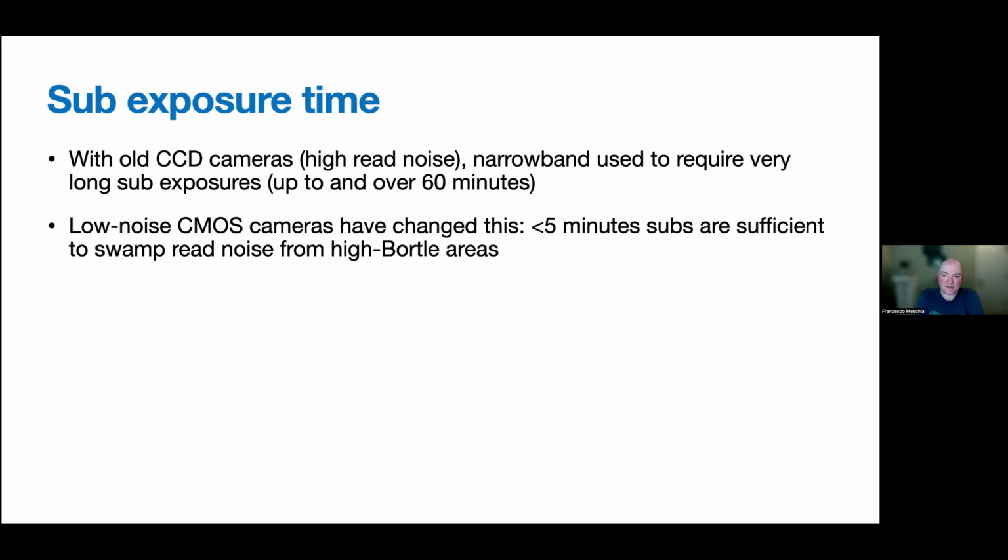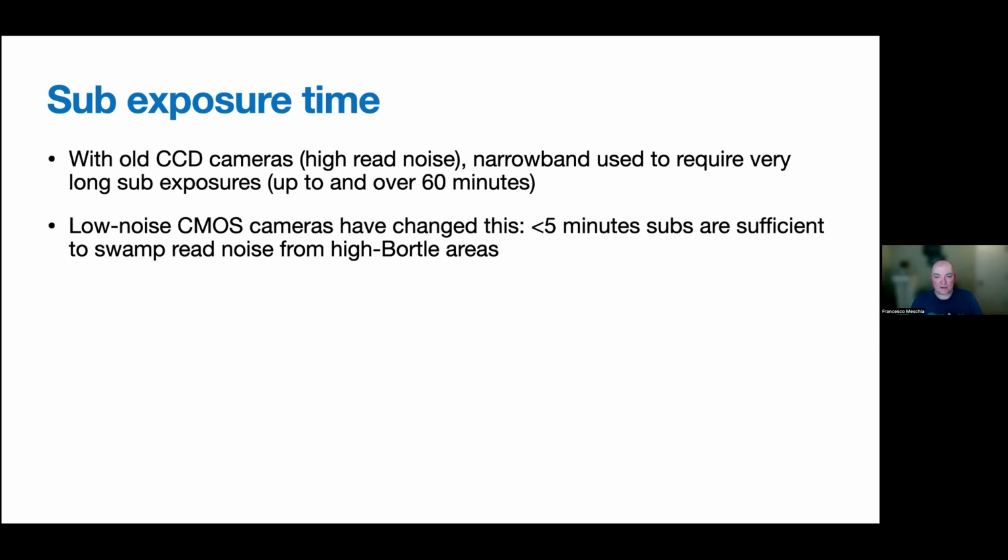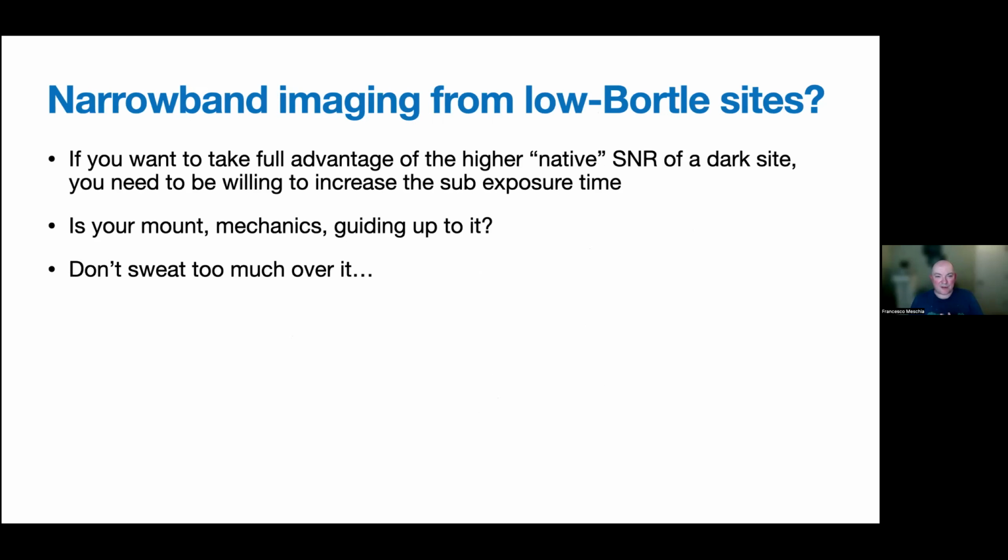Nowadays, with the modern CMOS cameras, the readout noise is so low that less than 5 minutes are sufficient to swamp read noise, even from not Bortle 9. You can do it from Bortle 5 or Bortle 6 and still swamp noise. And this also brings me to another point that is worth mentioning. So these are a few examples that I'm going to give you. But the question that I want to answer is, is it worth imaging in narrowband from a low Bortle site? Is it worth driving to Pinnacles and imaging in narrowband?